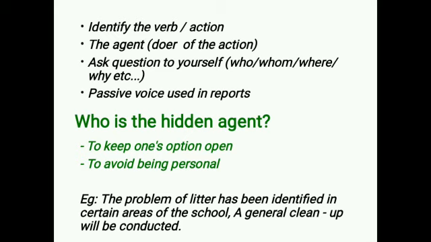Who is the agent? Now, often the idea behind a hidden agent in a sentence is to keep one's options open and to avoid being personal. For example, the problem of litter has been identified in certain areas of the school. A general cleanup will be conducted.